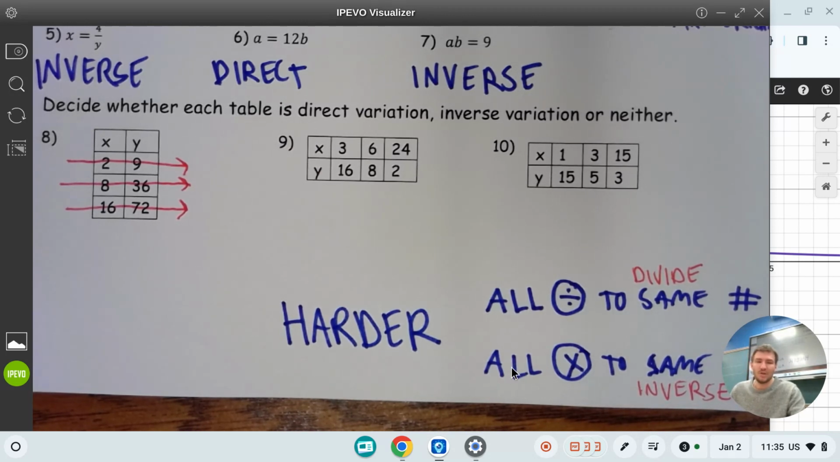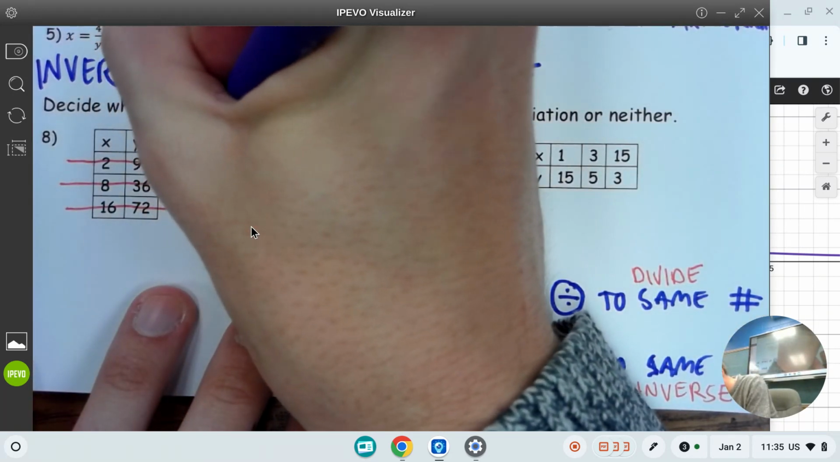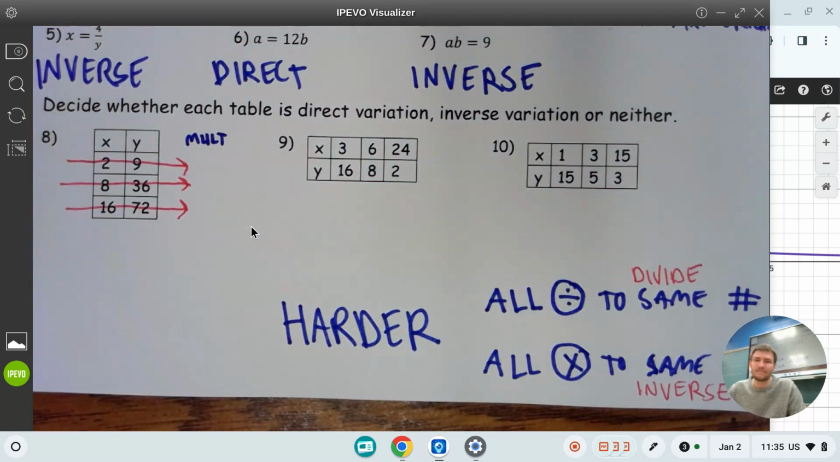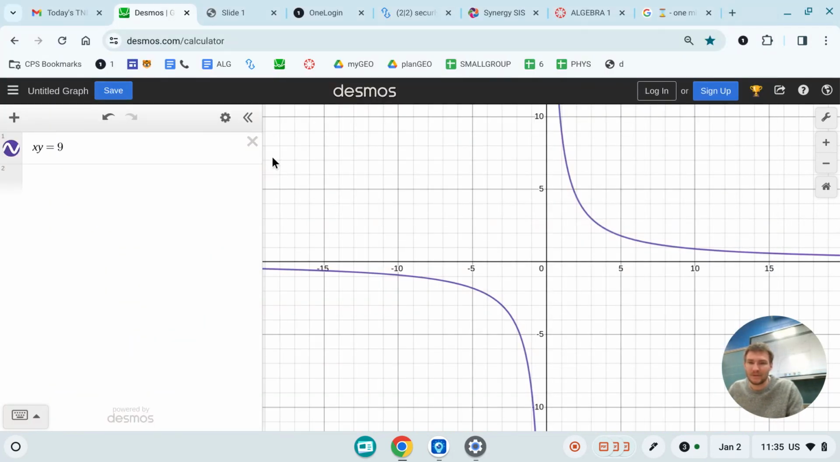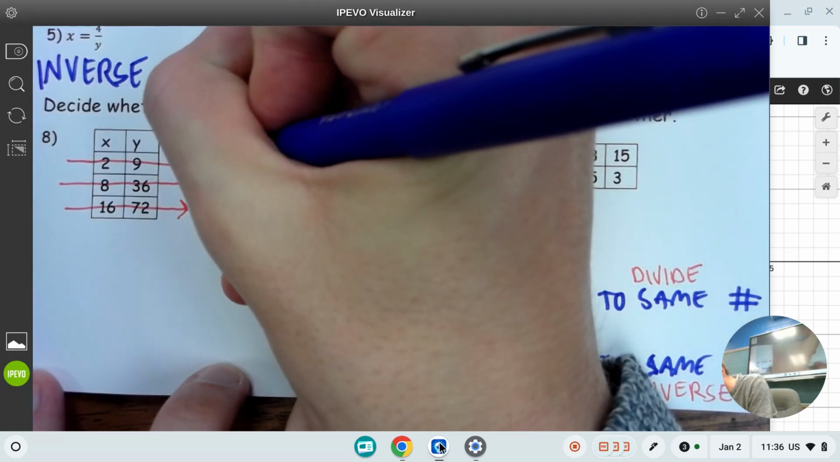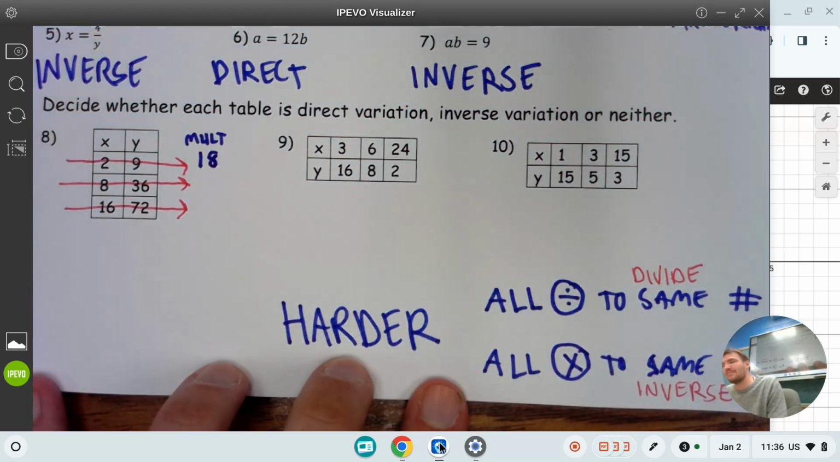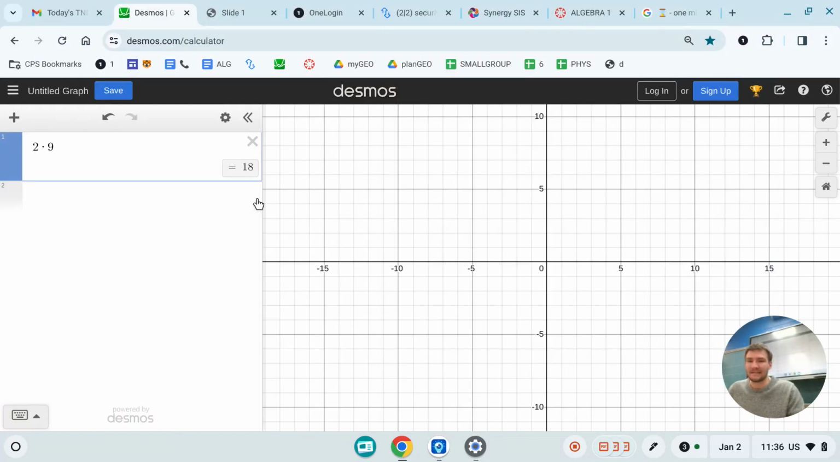So, looking at this right here, do you want to try multiplying first, or do you want to try dividing first? Sure, we can try multiplying first. If I want to try multiplying, what is 2 times 9? We can probably do that one in our head, but 2 times 9 is 18. What that means is we better get 18 for every single multiplication. We better get 18, 18, 18. What is 8 times 36?